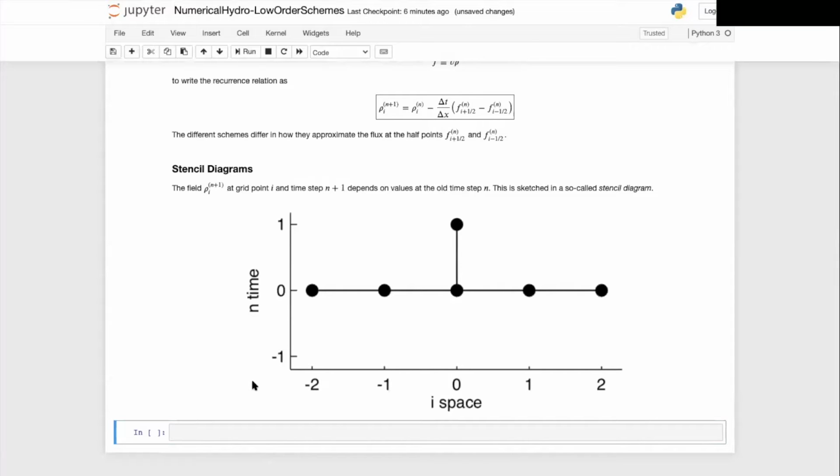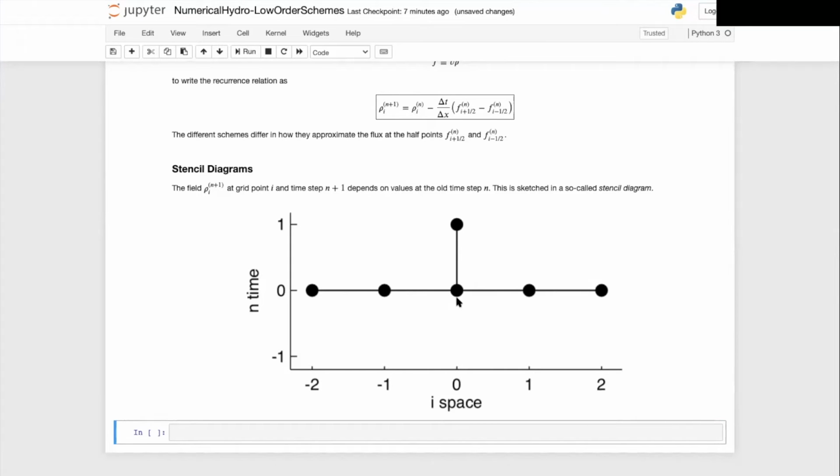Before we continue, let me introduce the stencil diagrams. A stencil diagram is a representation of how we are computing the derivatives in space and in time. So consider that you have a field rho at the space point i and at the time point n plus 1. The stencil diagram shows how this future point is depending on the values at the old time step.